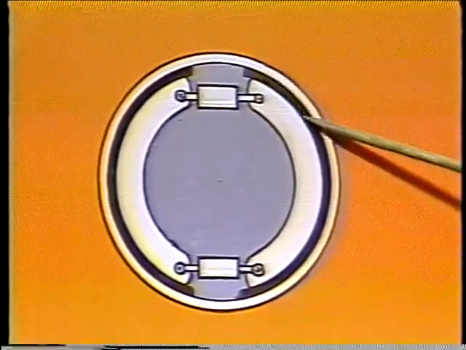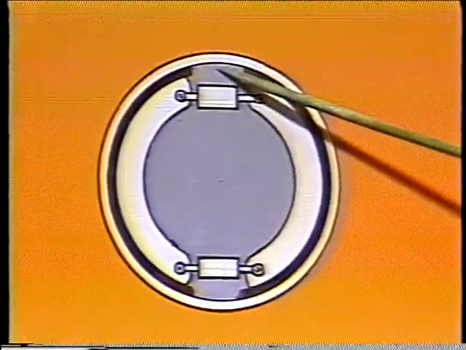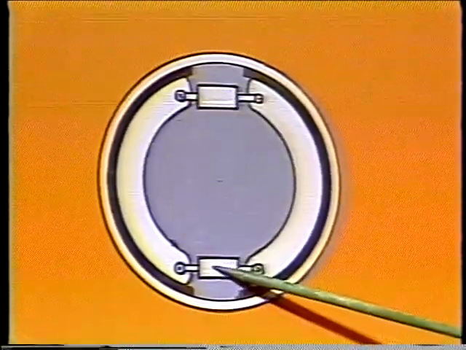In this case, we have friction pads, or brake bands as they're frequently called, which are forced against the inside of the drum here by these cylinders here and here. This type is usually hydraulically operated.